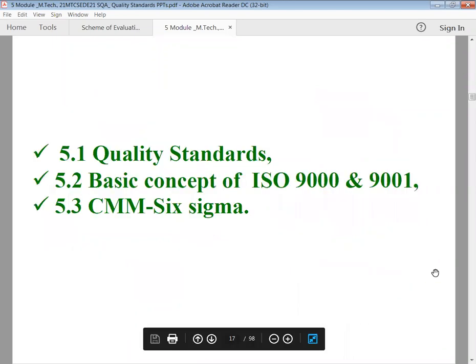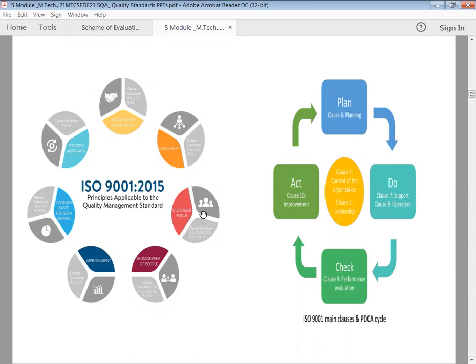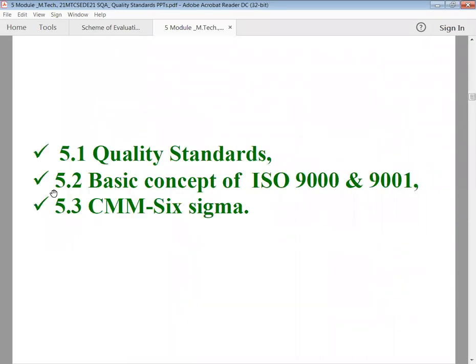So the next topic is quality standards, basic concepts of ISO 9000 and 9001. And the next topic is CMM and Six Sigma. Any doubt so far? Our next topic is CMM, Six Sigma.